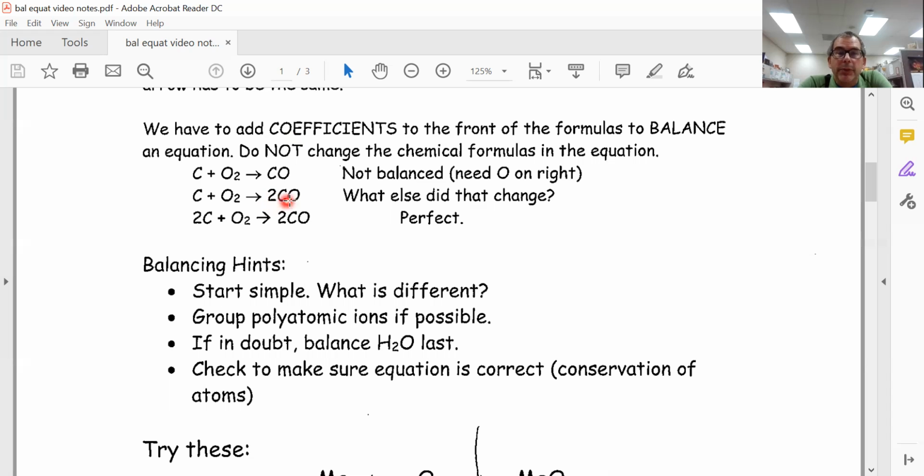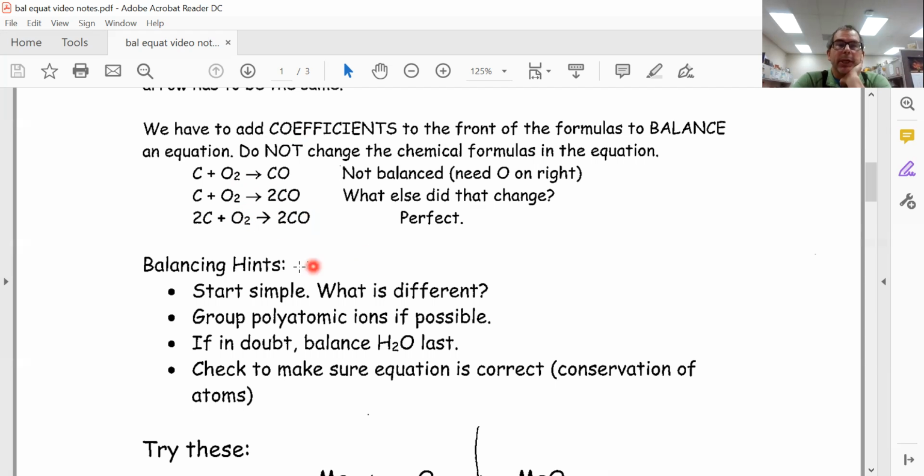So if I have 2 molecules of CO, I have 2 atoms of O, and I have 2 atoms of O right here. But now I have 2 atoms of carbon on the right, so I have to put a 2 in front of the carbon here. This is now a balanced equation. 2 carbons on the left, 2 carbons on the right. 2 oxygens on the left, 2 oxygens on the right. Notice the number in front, the coefficient, means all the elements behind it get multiplied by that number. So that is the balanced equation for this.